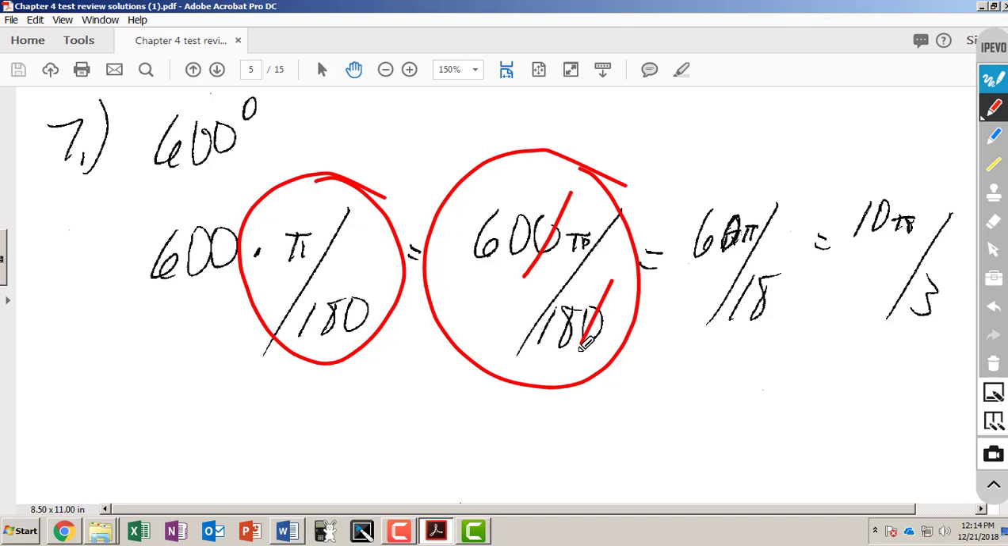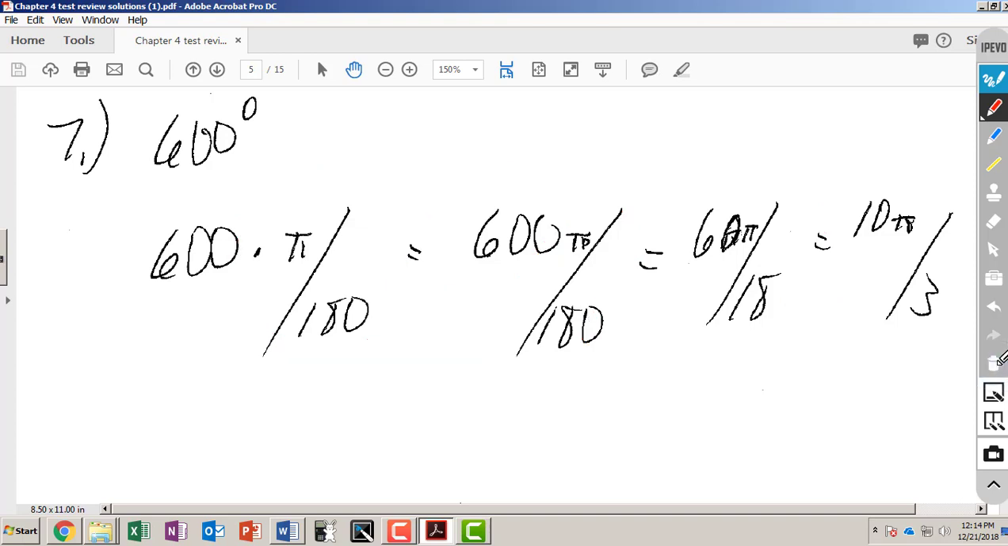But since this simplifies down to 60 over 18 because I divide both top and bottom by 10, I get 60 over 18. And then I just divide both top and bottom by 6. So that leaves me with 10 pi all over 3. Notice this part right here, I just divided by 10, which is just crossing off the zeros. Divided by 6, and it reduces all the way down to 10 pi all over 3.